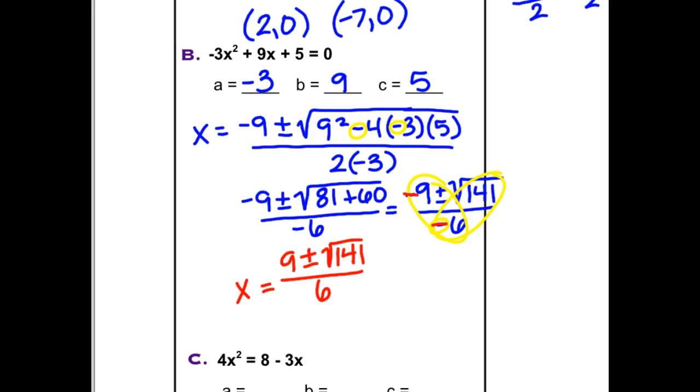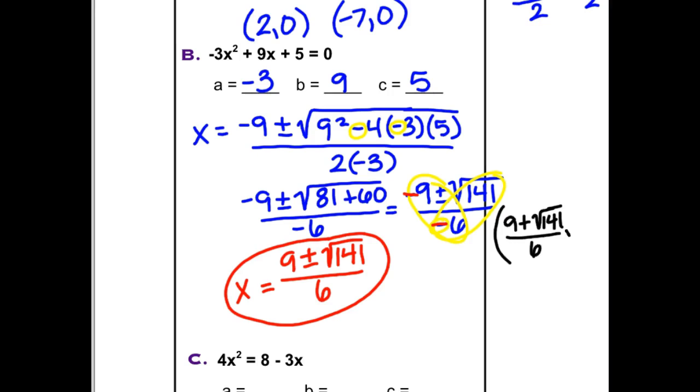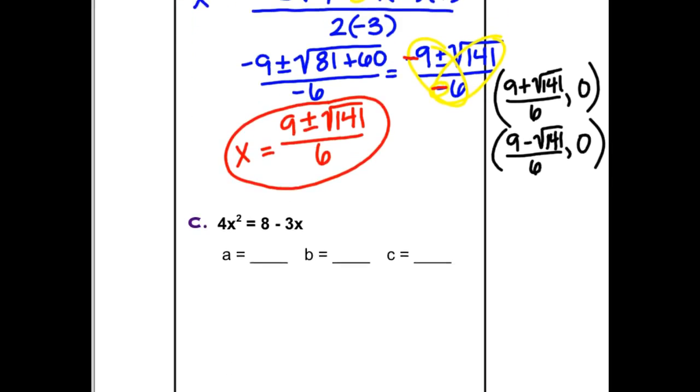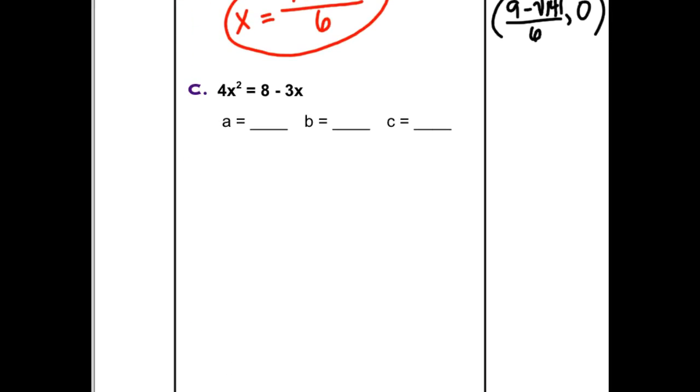If you get something like this, I'm not going to make you write that as an ordered pair, but here's what it would look like. You would have 9 plus the square root of 141 over 6, comma 0, and 9 minus the square root of 141 over 6, comma 0. So super ugly, we're not going there. So if you get something ugly, you can leave it as x equals, because I wouldn't make you graph those next unit anyway. All right, one more for you.